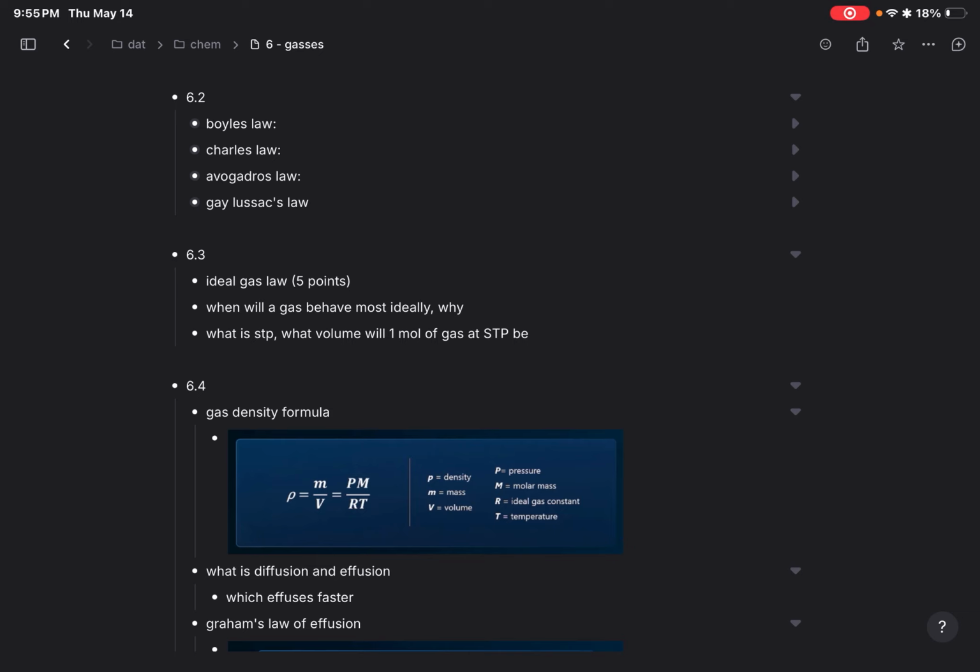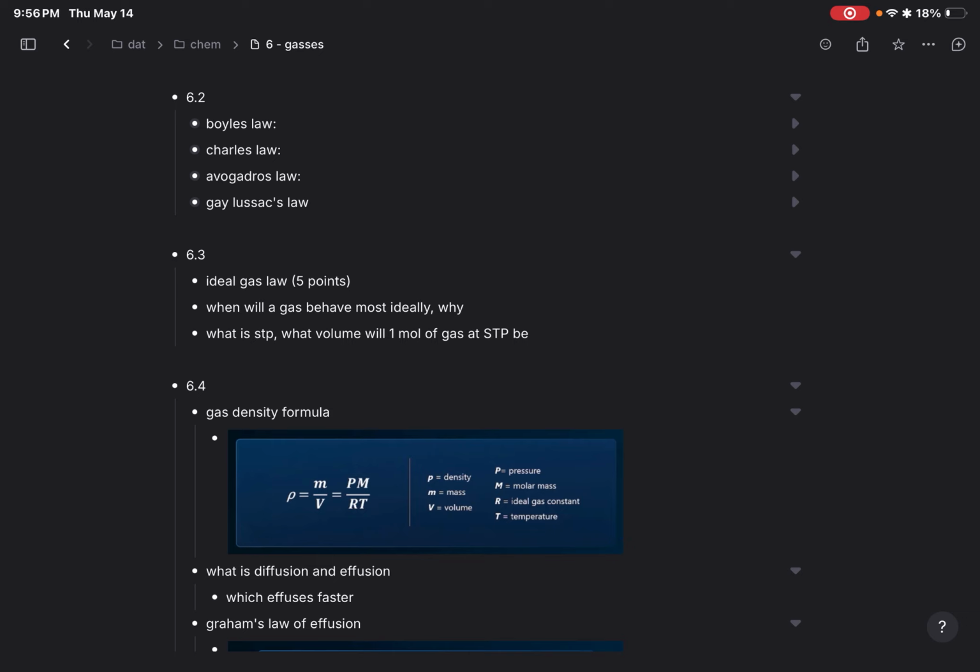Okay, anyways, I can tell you when a gas will behave most ideally: high temperature, low pressure. Low pressure means there's lots of space for the gas molecules to move around, so they won't have intermolecular forces. High temperature means they're bouncing around with elastic collisions. What is STP? STP is 1 atm at 273.15 Kelvin. The volume of 1 mole of gas at STP is 22.4 liters. Gas density formula: density is equal to PM over RT, or just mass over volume.